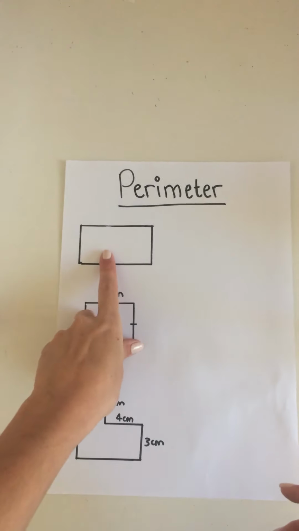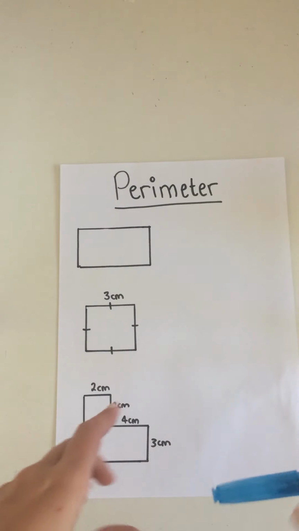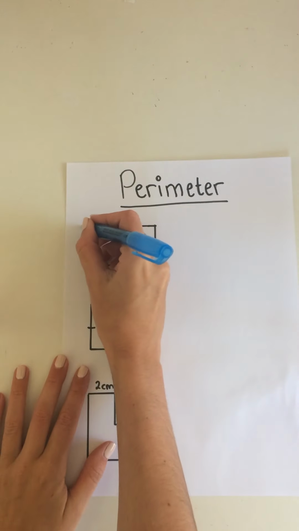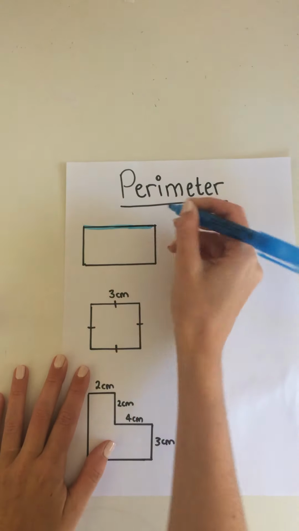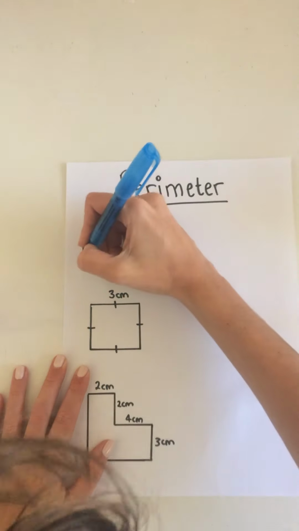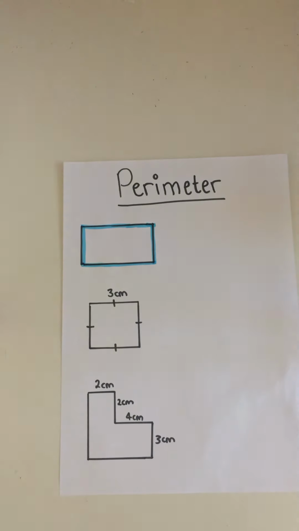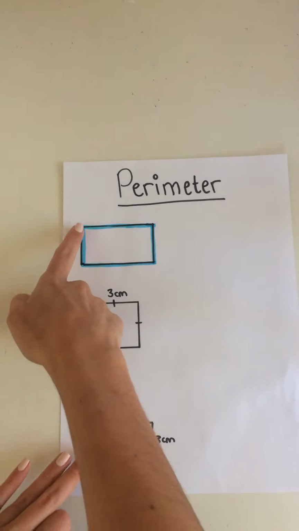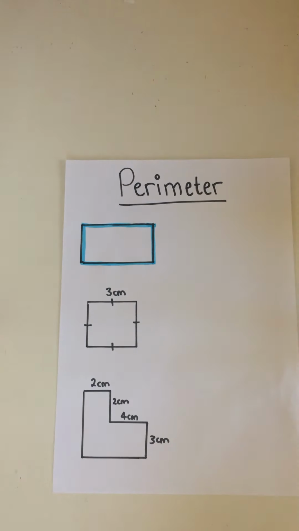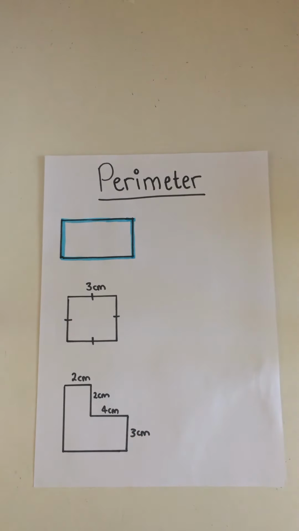So if this was our maths classroom, this rectangle over here, the perimeter of the maths classroom, or the rectangle, would be all the way around the edges of the classroom. So the perimeter is this border around the shape, or the maths classroom in our case. And the way we calculate the perimeter is the same no matter what the shape is. No matter what the shape is, we use the same method of calculating the perimeter.